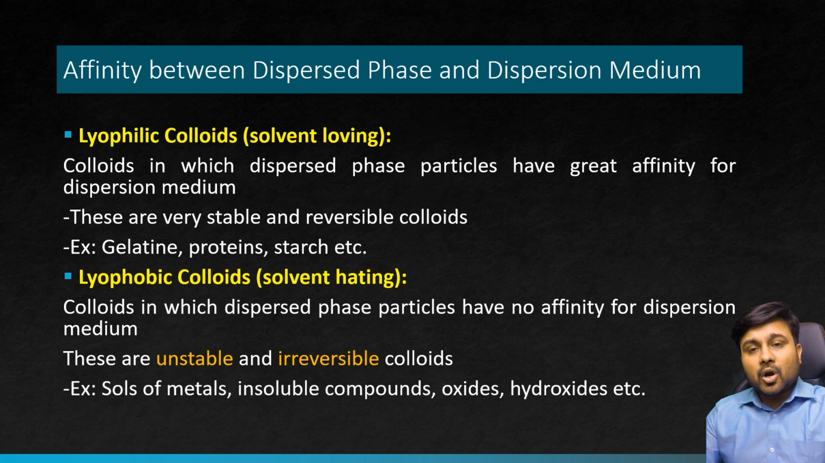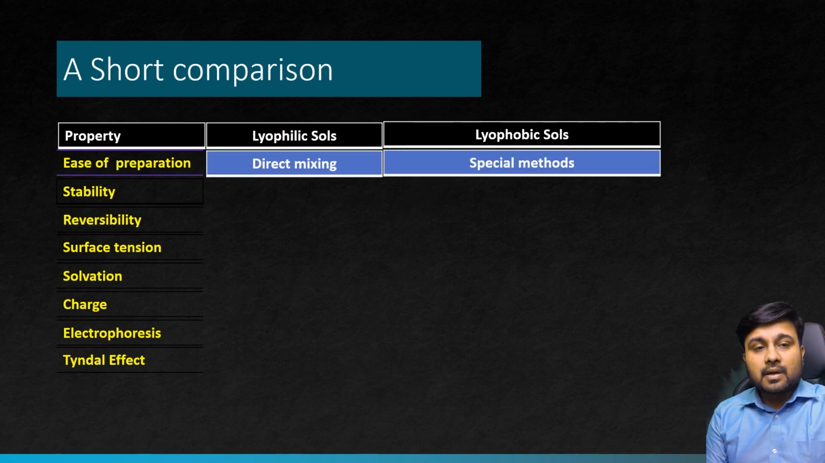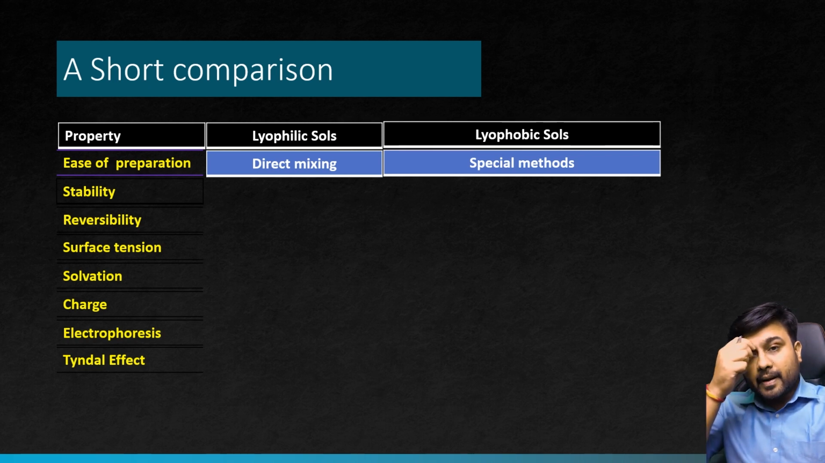Now, when we talk about the properties of lyophilic and lyophobic colloids, how are they similar and how are they different? First, ease of preparation: which will form quickly? Where there is attraction. Lyophilic colloids are easy to prepare because they actually want to be together, whereas lyophobic colloids are very difficult to prepare and we require special methods to make them.